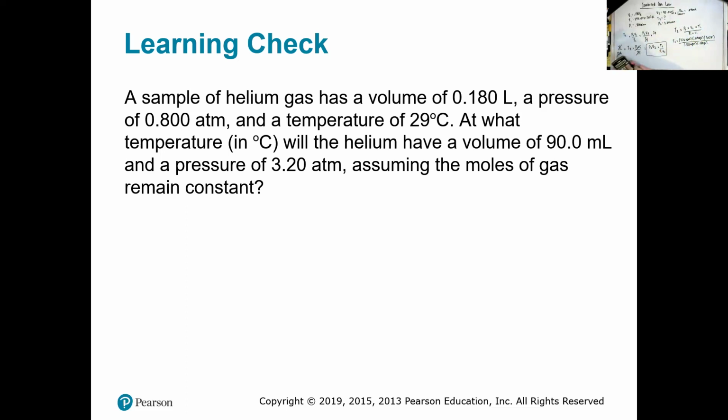final temperature value that's in Kelvin. Okay, so we have a final temperature of 604 Kelvin, and this asked us to report it in terms of Celsius, so we'll subtract 273. And we get 331 degrees Celsius.